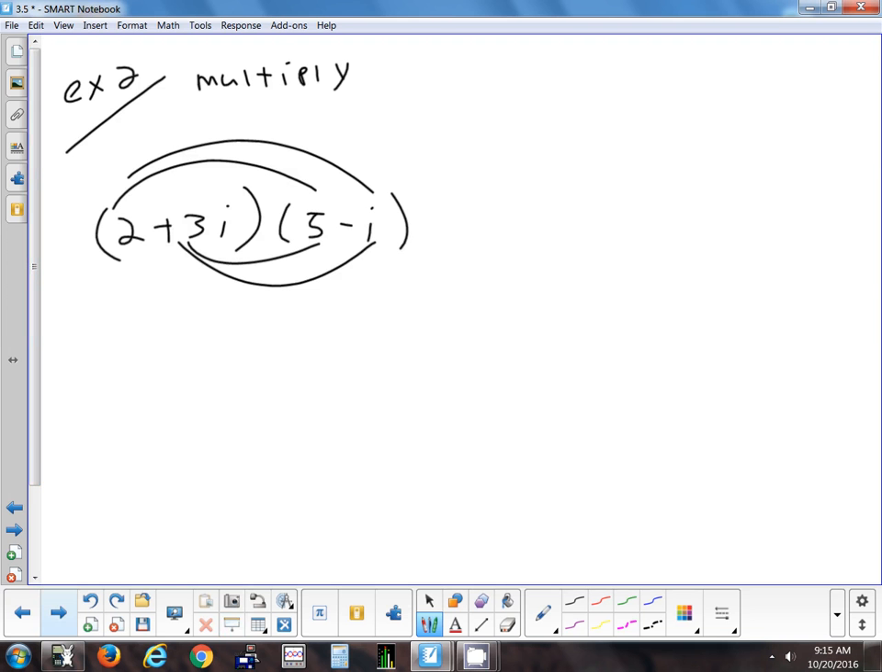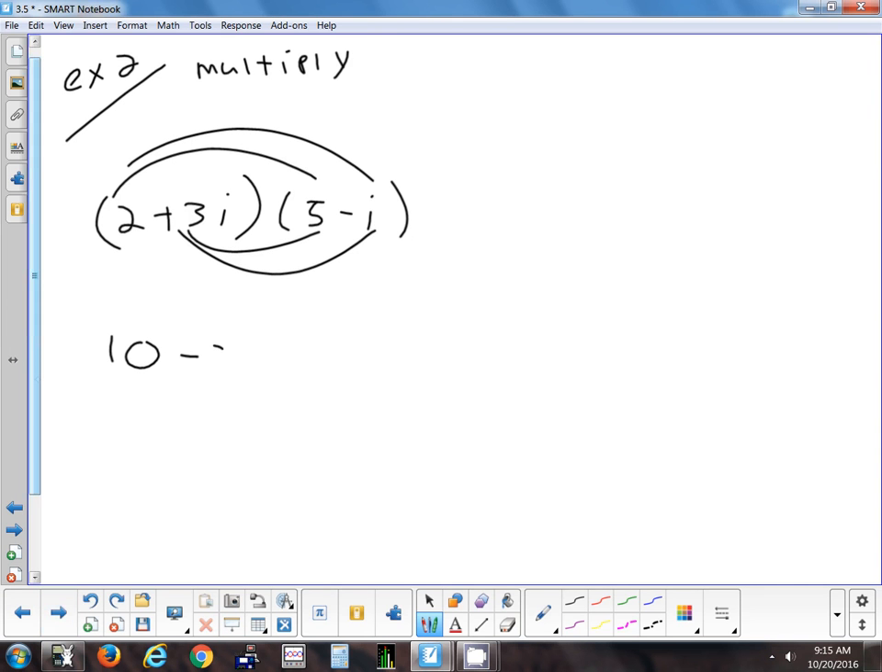How much? 10? And then what's 2 times negative i? Negative 2i. 5 times 3i? 15i. And now let's look at the last one in a couple steps. What's a positive times a negative? Negative. 3i times i, 3i squared. So don't forget, positive times negative, that's a negative. 3i times i, 3i squared.